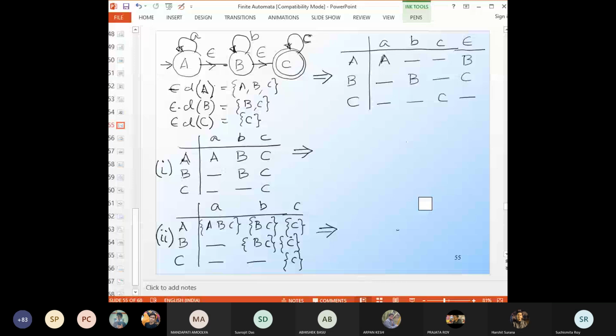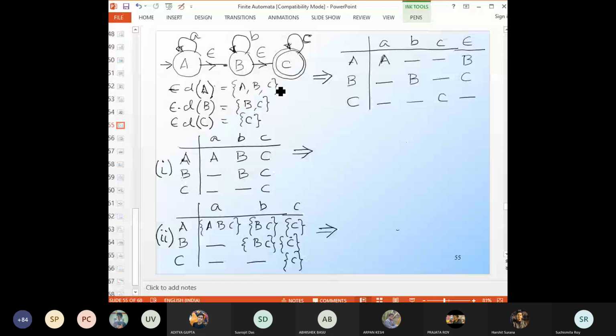Now if you look at this NFA again, we can find the epsilon closures of these three states A, B and C. So what is epsilon closure? All those states to which you can go without consuming any input, that means following epsilon transitions only if necessary. So epsilon closure A contains A, B and C because of this epsilon path.